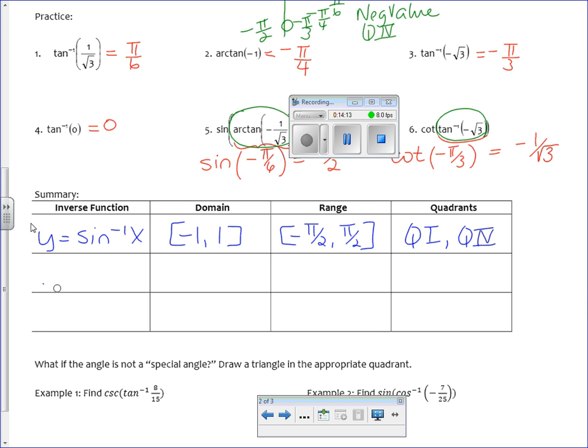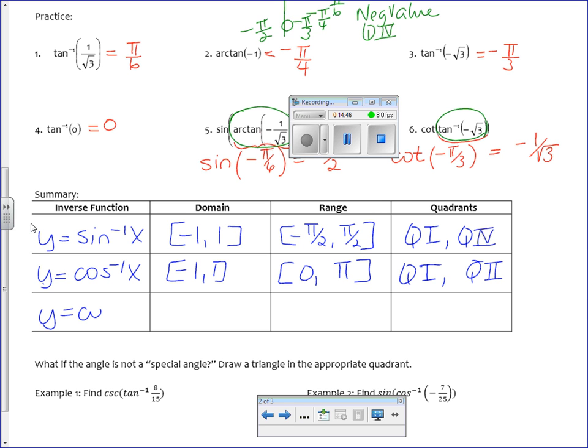y is equal to the inverse cosine of x. The same domain as sine. Range very different, from 0 to pi. Quadrants to be used: quadrant 1 for positive values, quadrant 2 for negative values.